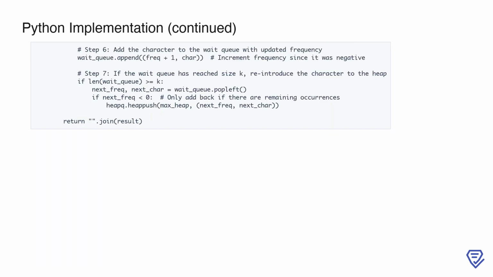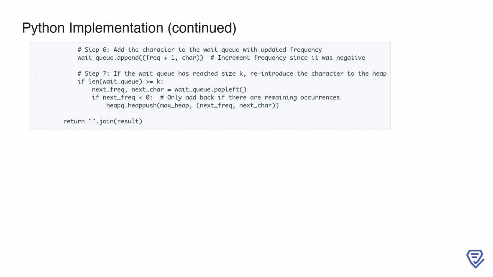After appending the most frequent character to the result, we update its frequency to reflect that one occurrence has been used. Since the frequencies in the heap are stored as negatives, we increment the value to move it closer to 0 and then add the character with its updated frequency to the wait queue. The wait queue ensures that a character is delayed by at least k positions before being reintroduced. If the wait queue grows to a size of k, this means the character at the front of the queue is now eligible to be reused. At this point, we remove it from the queue and check its frequency.